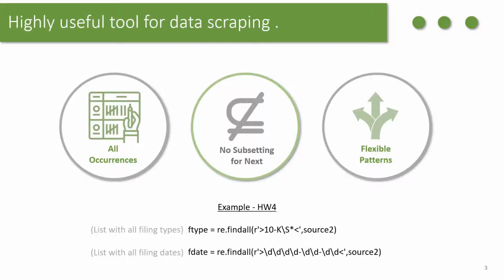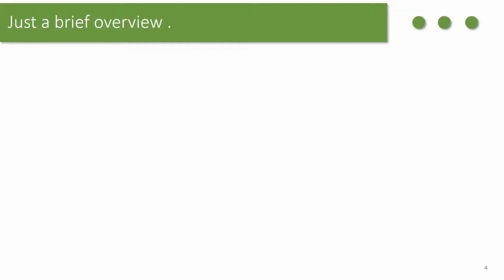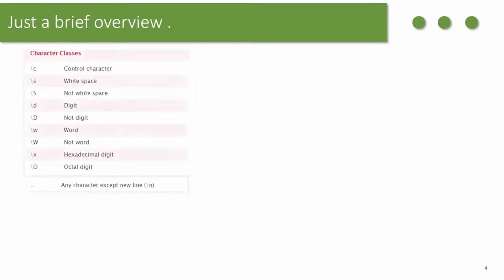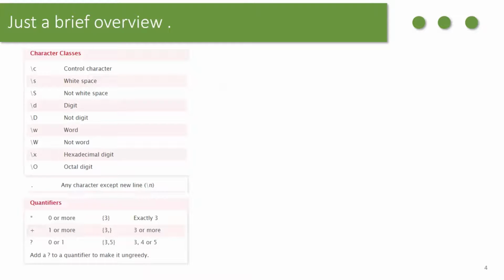Without going into the code, we can see that for homework 4, with one line of code and no loops, a list with all the filing types or dates can be extracted. Briefly hovering over the basics in regular expressions, you define the types of characters you're searching for, word, number, space, and the number of occurrences of this pattern.